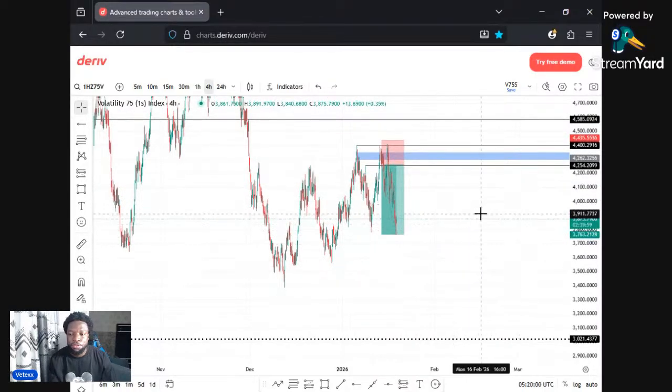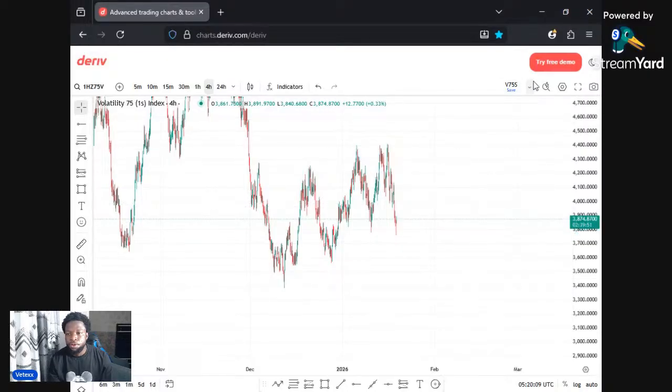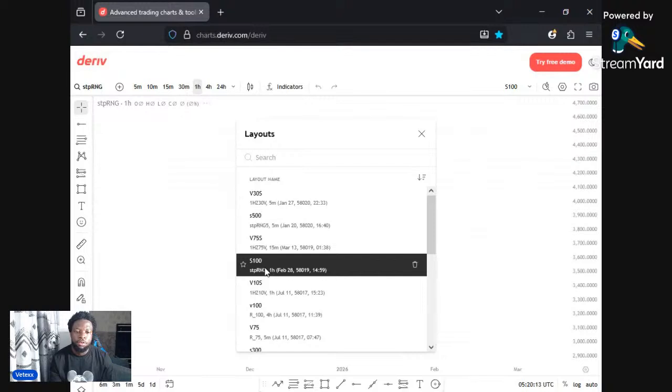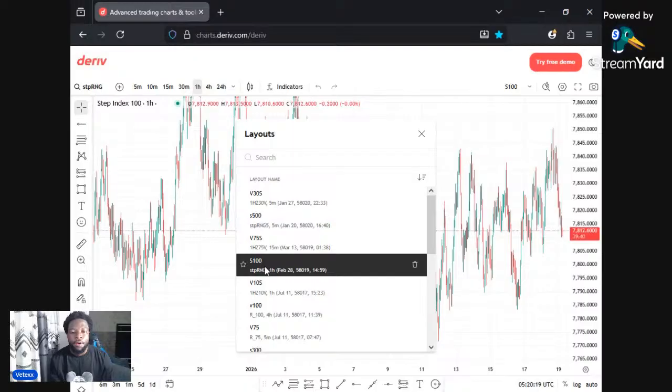We'll scale down to the 15 minutes, which is the lower time frame, to look for our entry. All right, so we'll go to the next pair, which is Step 100 Index. Currently we've checked V31 as volatility 30, Step 500, and V75 finals, but we haven't seen anything yet. So the next on our watch list now is going to be Step Index.